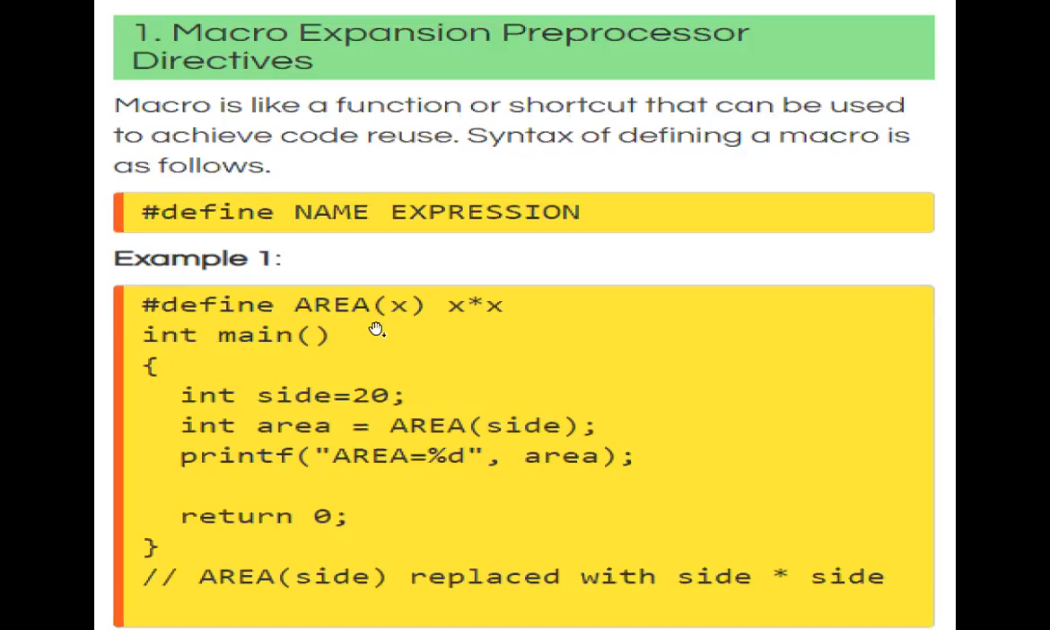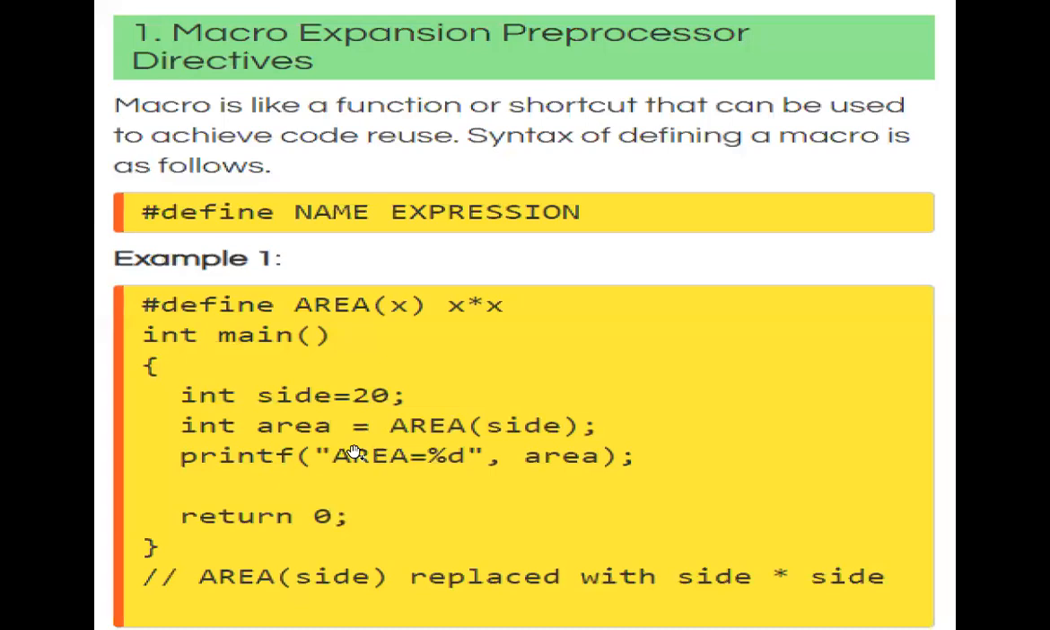Hash define AREA(x) is another macro: hash define AREA(x) x into x. This name can be used in any part of the program. Inside main, I have written int side is equal to 20, and then int area is equal to AREA(side). Side value is 20, so I have to calculate the area of 20. When it encounters this, it goes into this macro, calculates 20 into 20, which is 400, and comes back. The 400 value goes into area. This is the main thing.